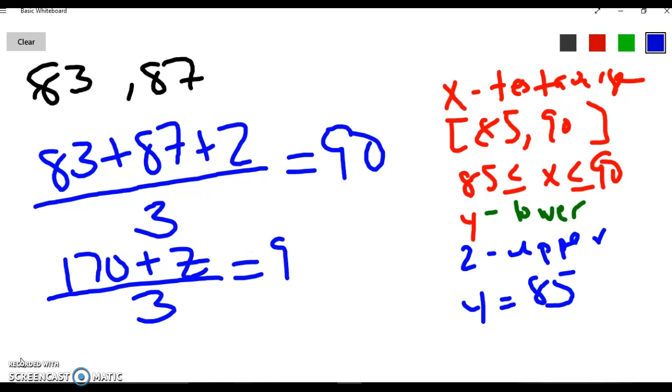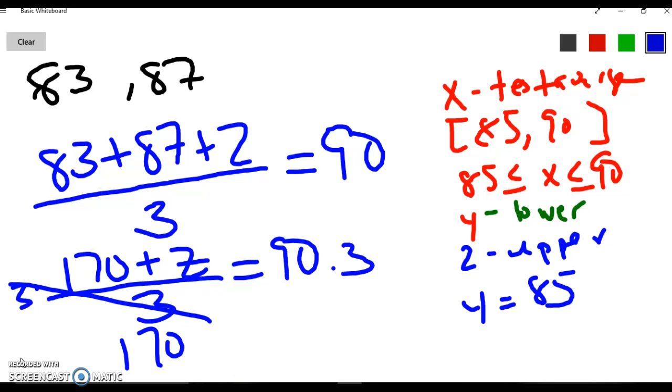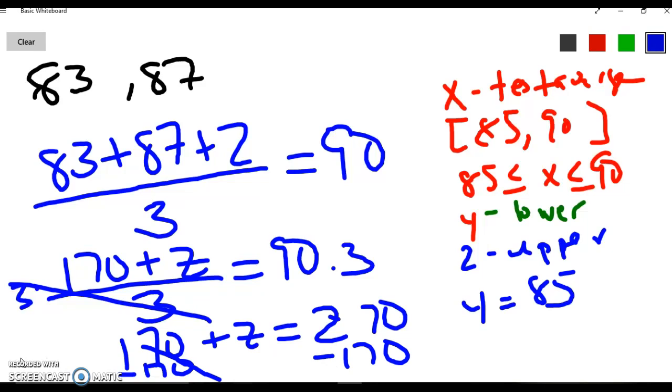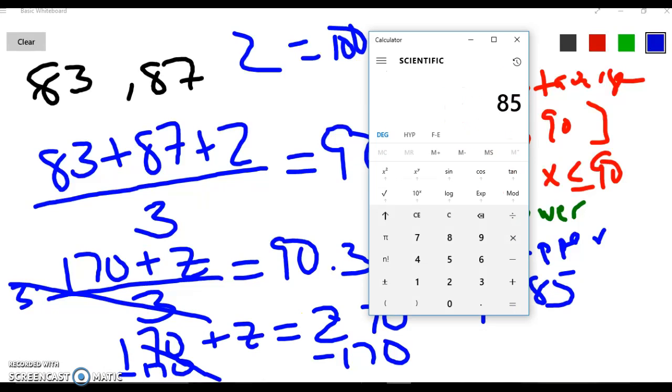Divided by 3 equals 90. And the last one, we know that we're going to multiply both sides by 3 to get rid of this 3. 170 plus Z equals 270. Subtract 170 from both sides. And I get Z equals 100. So they have to get a 100. They want an average of 90, right? And we can test it out again like we did last time just to make sure that we did everything correct. So we have 83 plus 87 plus 100 divided by 3 is in fact 90.